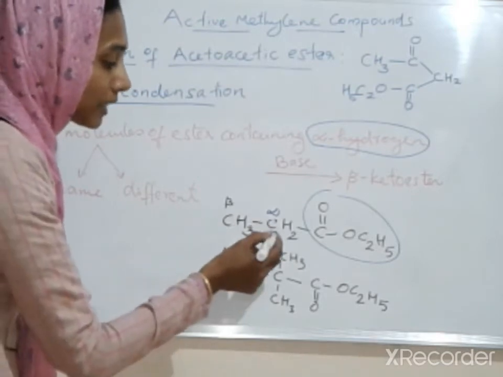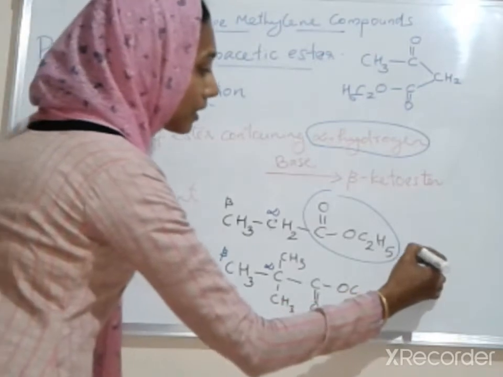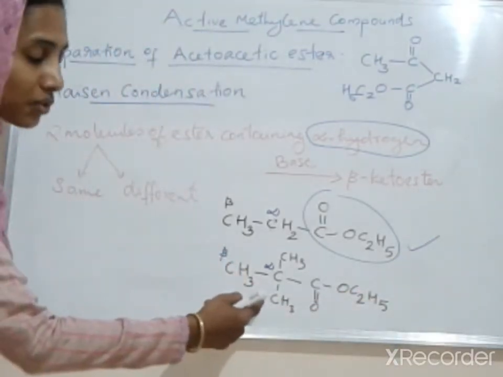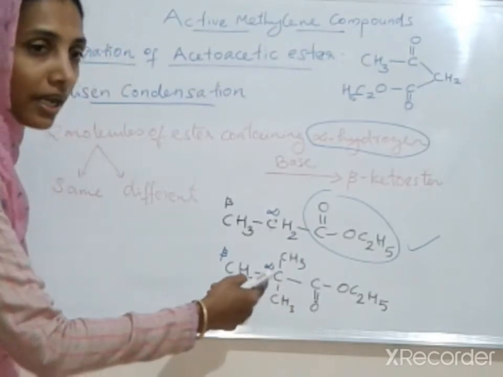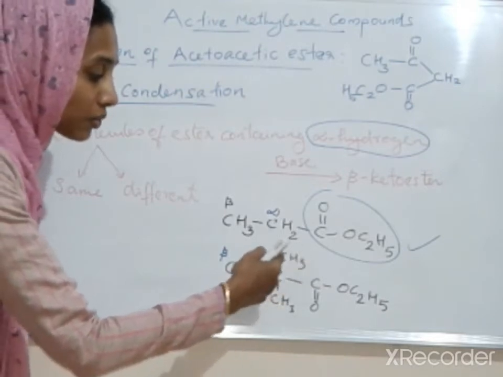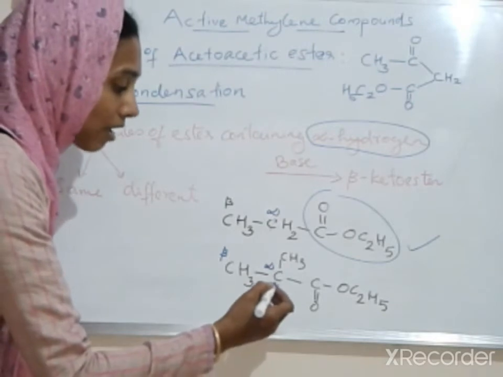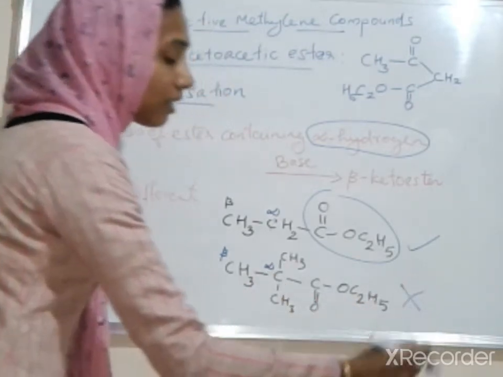In this compound there are two alpha hydrogen atoms, so it gives the Claisen condensation. Then consider this compound. This is also an ester, but it does not contain an alpha hydrogen. At the alpha carbon there are two CH3 groups instead of hydrogen, so it doesn't have an alpha hydrogen and it does not give the Claisen condensation.